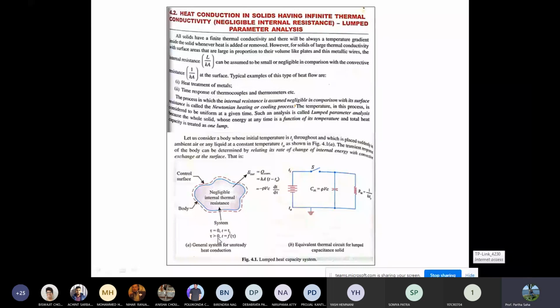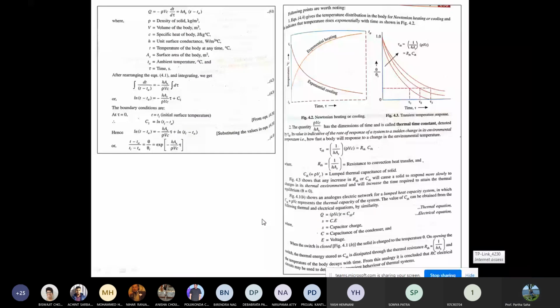When tau is greater than 0, the time is greater than 0, T is a function of tau. So that means temperature is a function of time. That is the boundary conditions. So let us see what happens. So this is the expression.